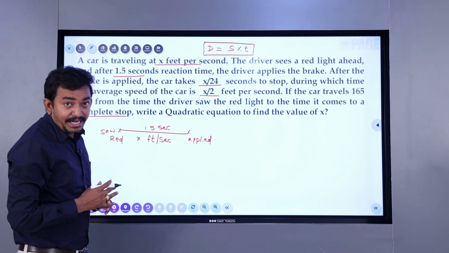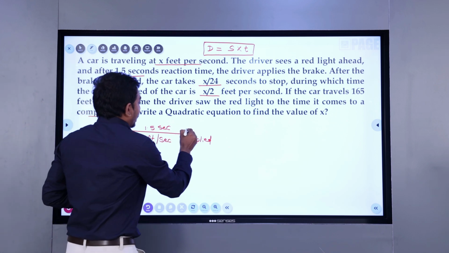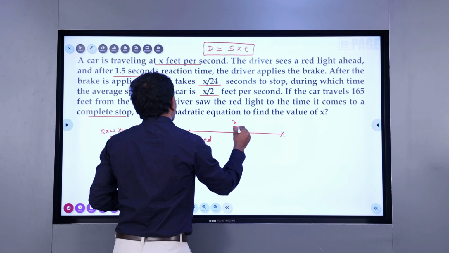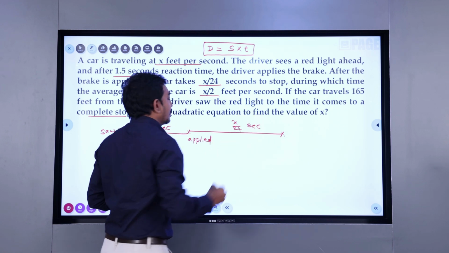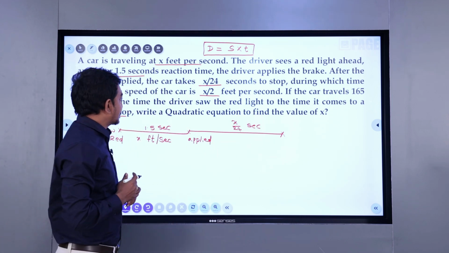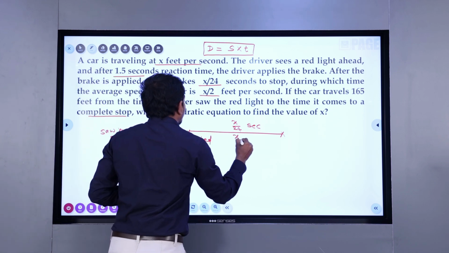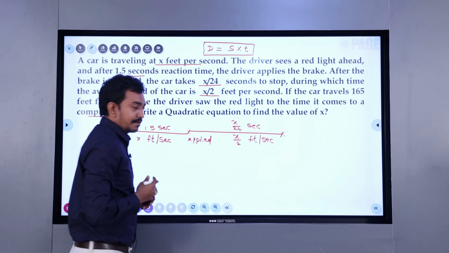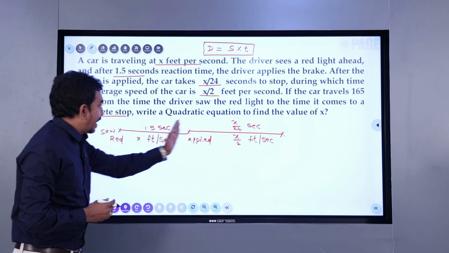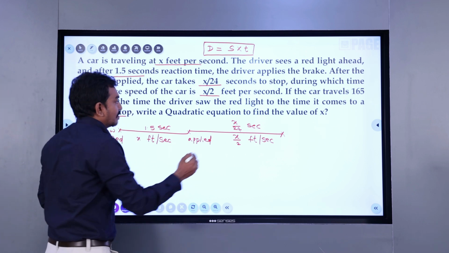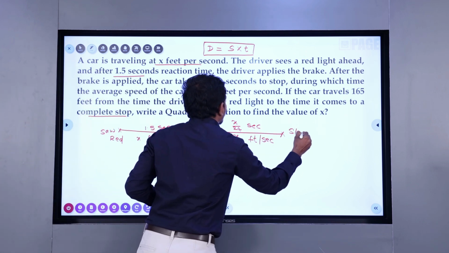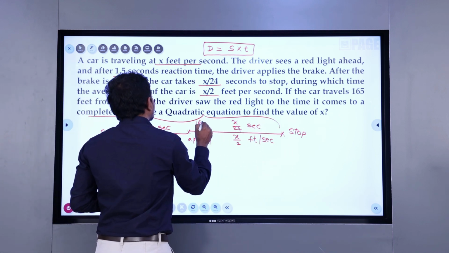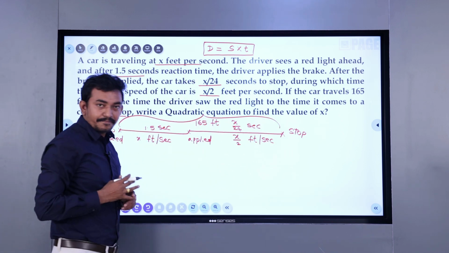After the brake is applied, from here the car takes x by 24 seconds to come to rest. How much time has it taken to come to rest, guys? It has taken x by 24 seconds, and during this course of action, what is the speed of the car? It is x by 2 feet per second. Now from beginning to end, here he applies the brake, here the car comes to rest or stop. During this time, the car traveled a total distance of 165 feet.